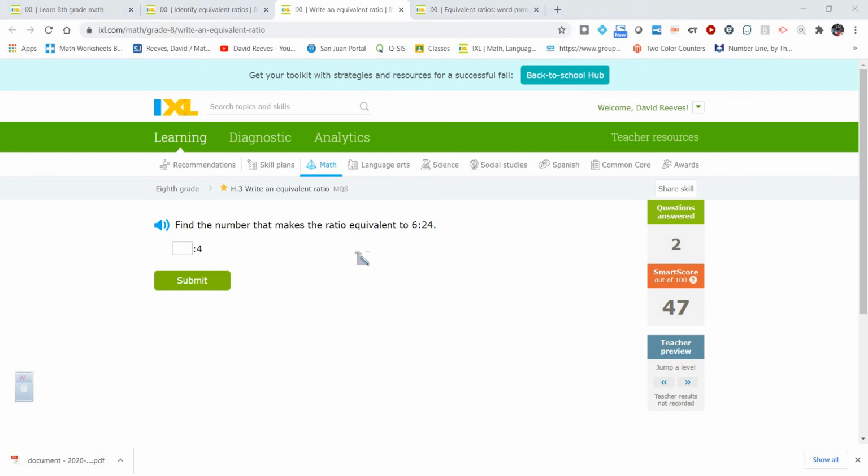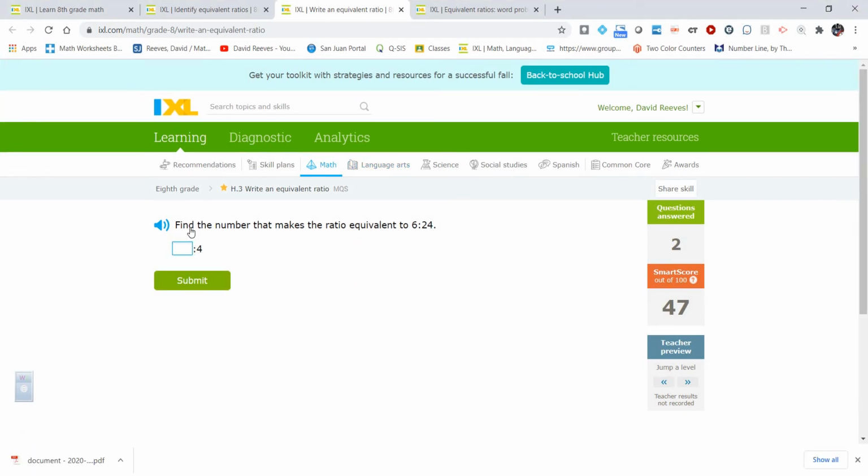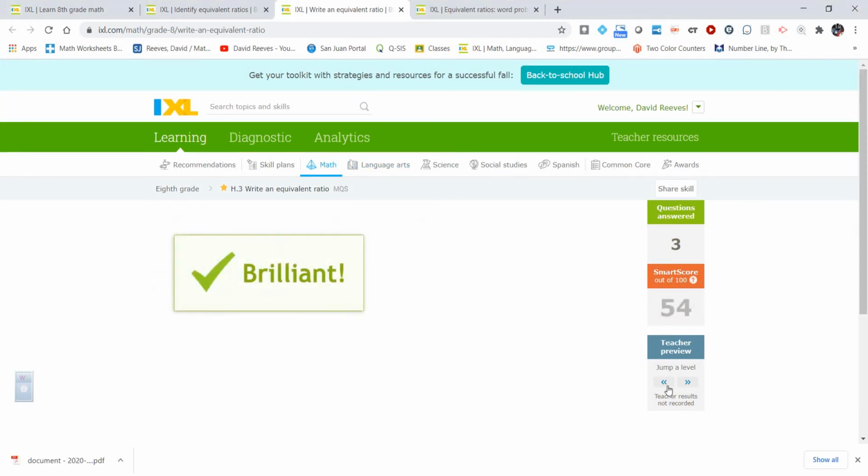All right, same idea. We have 6 to 24, and then this time they kept the first one as the unknown. The difference this time is we're not getting bigger, we're getting smaller, right? So 24 to 4, I divide by 6. So therefore, I have to divide this one by 6, and what do I get? I get 1/4. So 6 out of 24 is the same as 1 out of 4. All right?